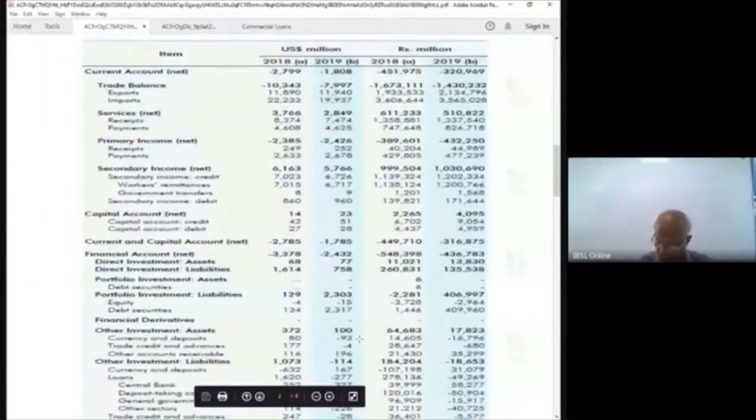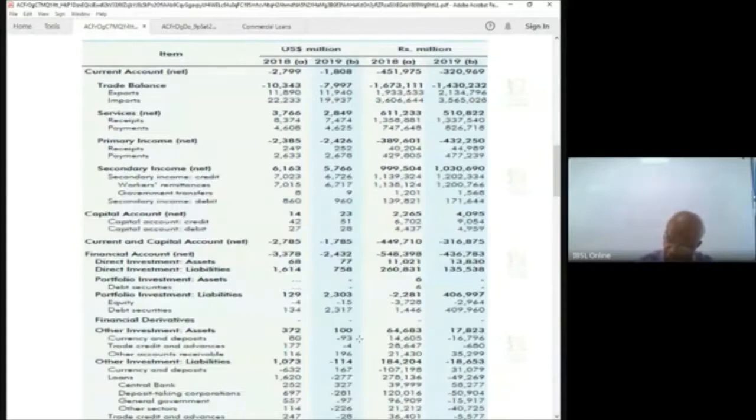Right. Okay. Then I will read this. The primary income account, mainly tourist earnings and transport earnings from air passenger services, following the Easter Sunday attack, the deficit in the primary income account, mainly tourist earnings. Tourist earnings is there in the service account, sorry, not the primary income account.